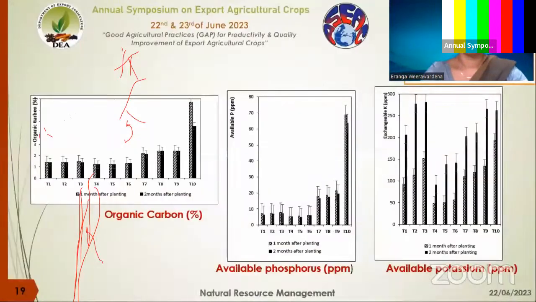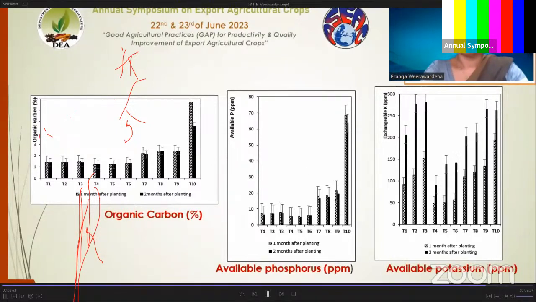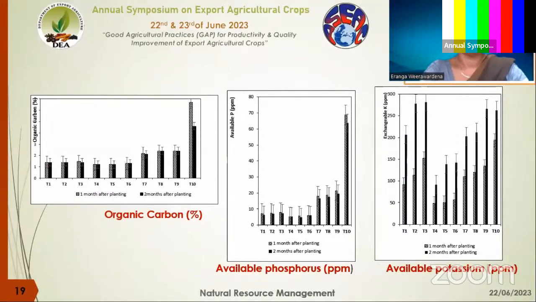And also organic carbon content was high in the recommended potting mixture. The available phosphorus levels were also high in the recommended potting mixture. So the availability of nutrients may be the reason for the high growth performance in the recommended potting mixture.